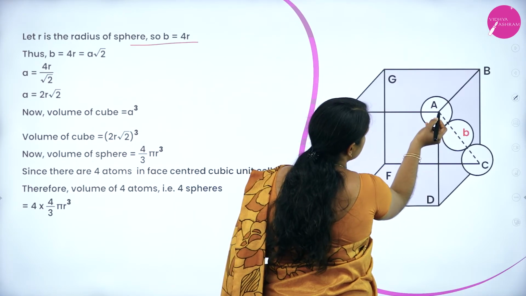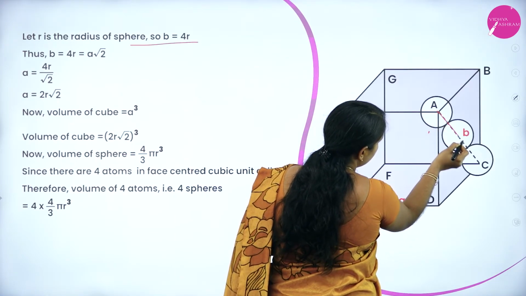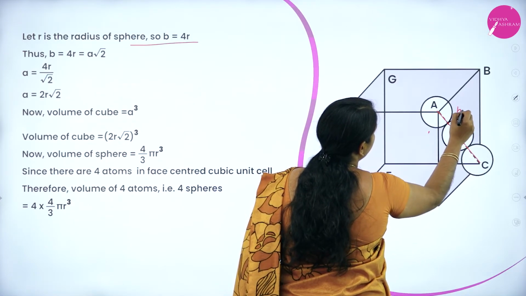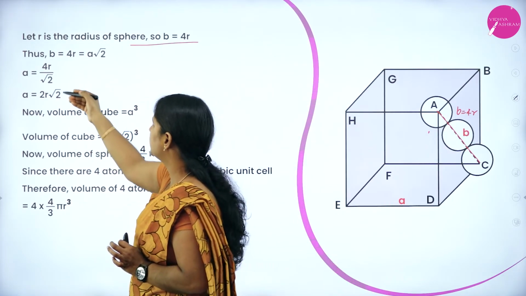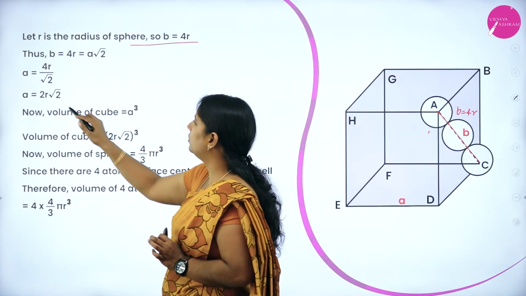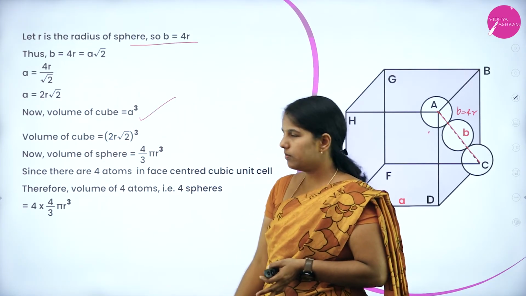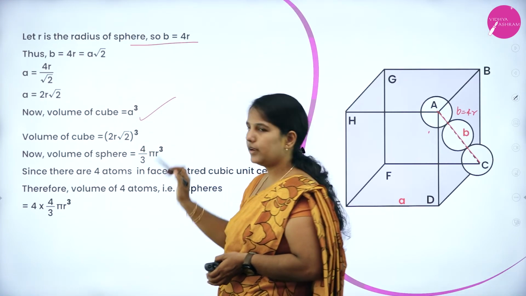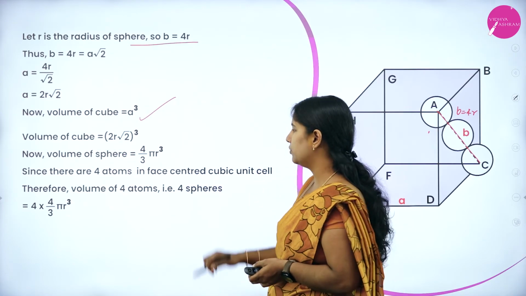You can see that this is 1R and this is one more R, 2, 3, then 4. So B will be equal to how much? 4R. Then substitute the values here. A is equal to 2R into root 2. Now the volume of the cube will become A cube. So if you cube these values, you will get 2R into root 2, whole cube.